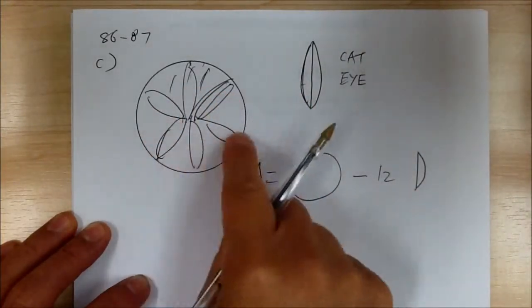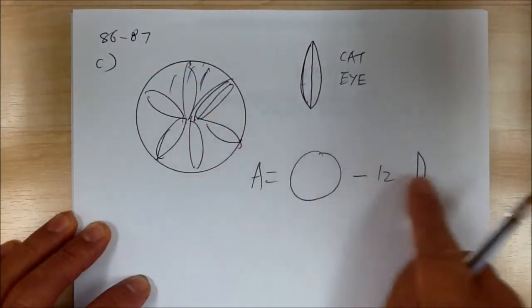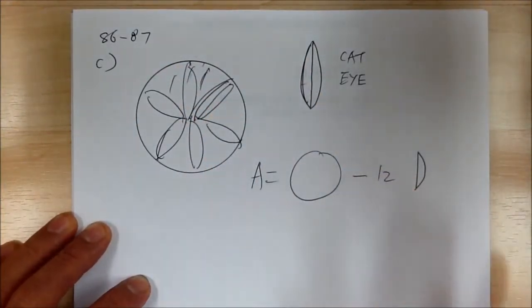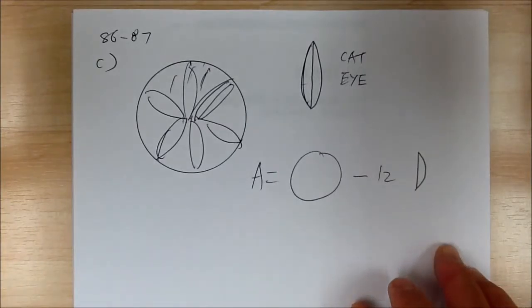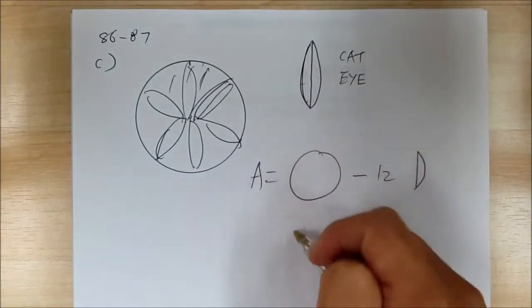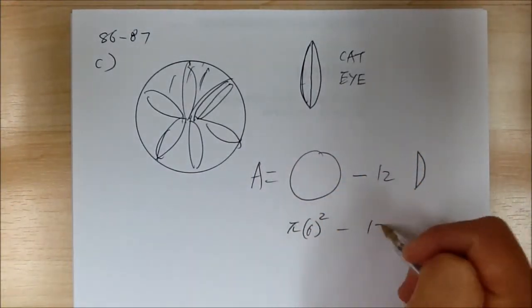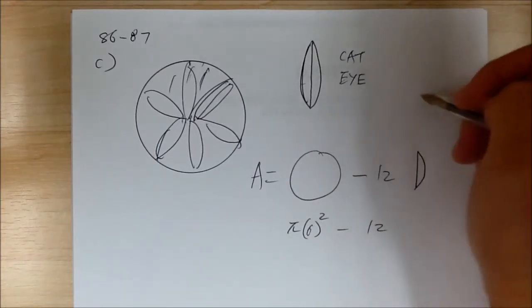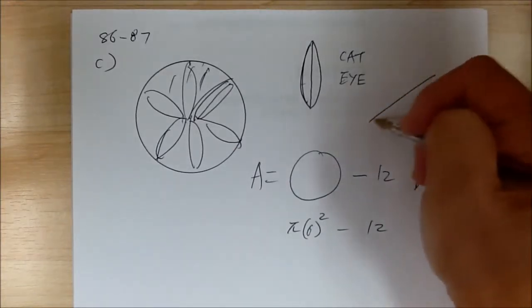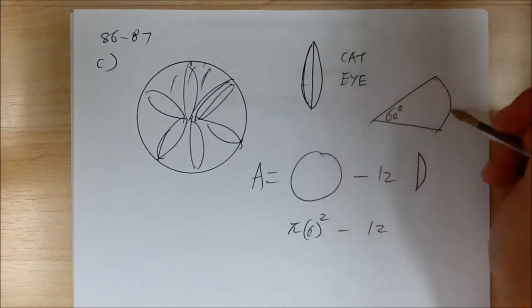So 1 cat eye equals 2 segments. So there are 6 cat eyes. So you have to know how to use a circle minus 12 segments. So that's what you need to do. Now it tells you that the radius is 6, right? So this would be pi r squared, minus 12 times this segment here, and each of these is 60 degrees, right?